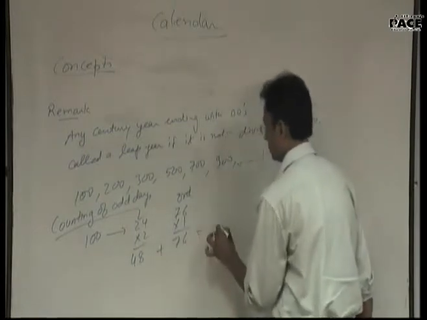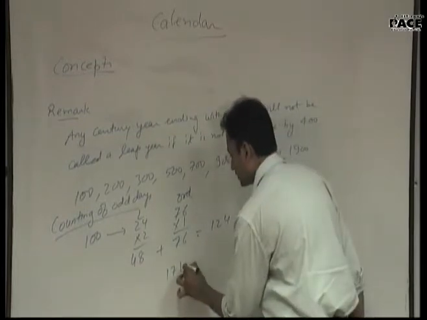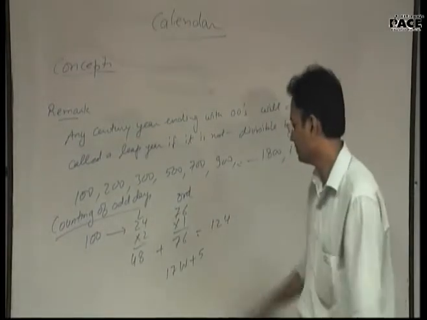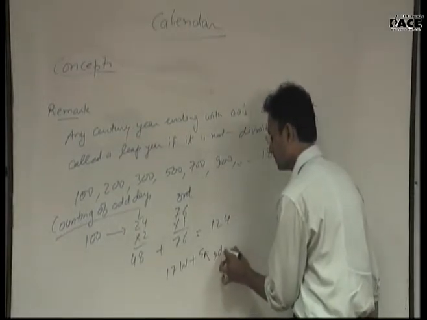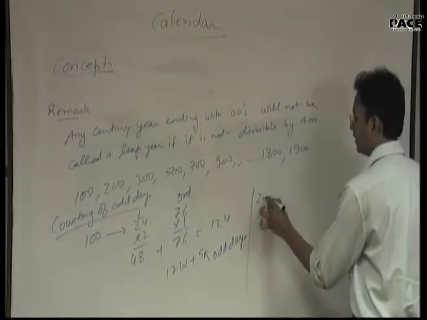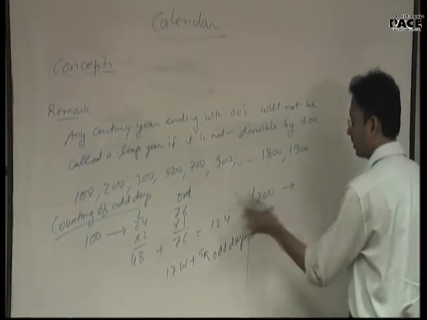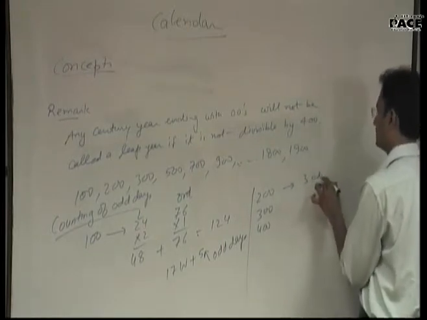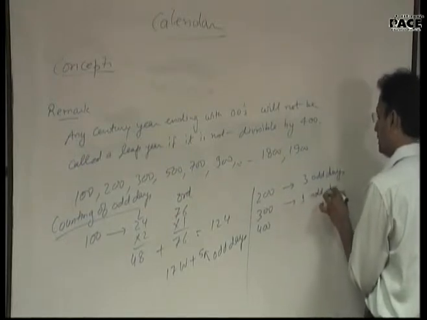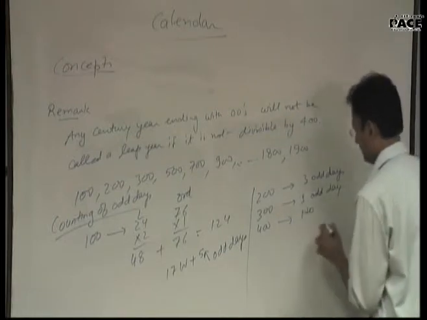Now this comes to 124, and this is 17 complete weeks plus 5 odd days. So for the first 100 years, 5 odd days. Similarly, we can find out for the first 200 years, 300 years, and 400 years that the odd days were 3 odd days, 1 odd day, and no odd day, meaning 0 odd days.